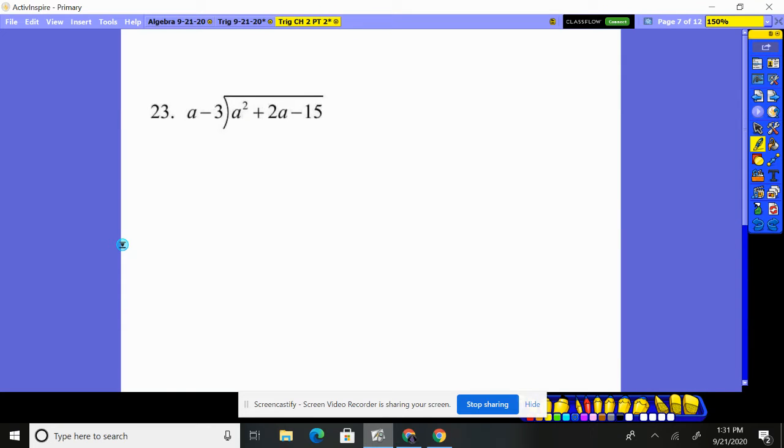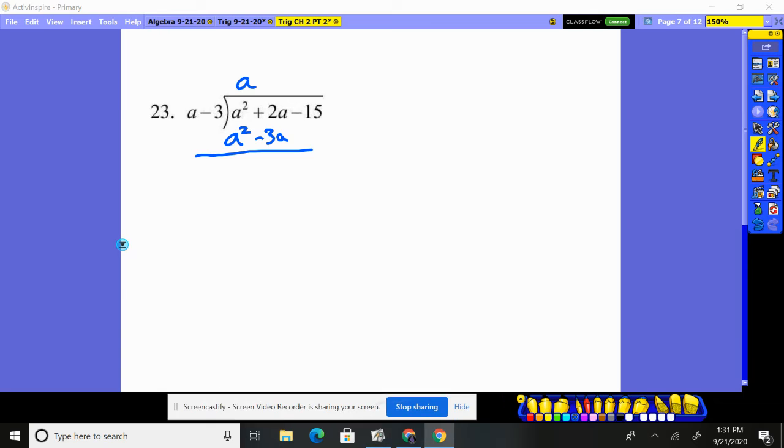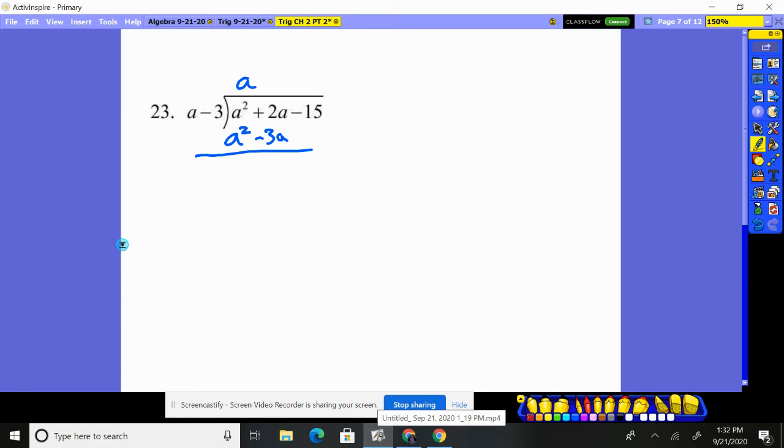Alright, everybody's favorite: division of polynomials. Start off: a goes into a squared, a times. Now just do a times each of the pieces. A times a squared. A times that 3 minus 3a. We must be careful because we have to subtract that whole thing.